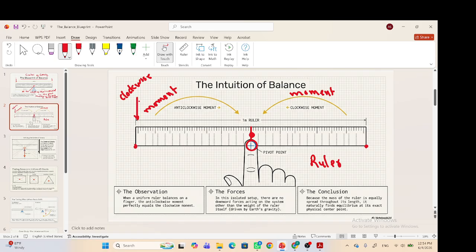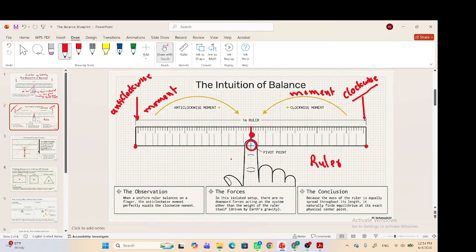This is anti-clockwise, and the moment which will be made by this force is called clockwise. They are equal. So when they are equal, the object will not move to the right side or to the left side, and the whole weight of the ruler will be collected into a specific point.